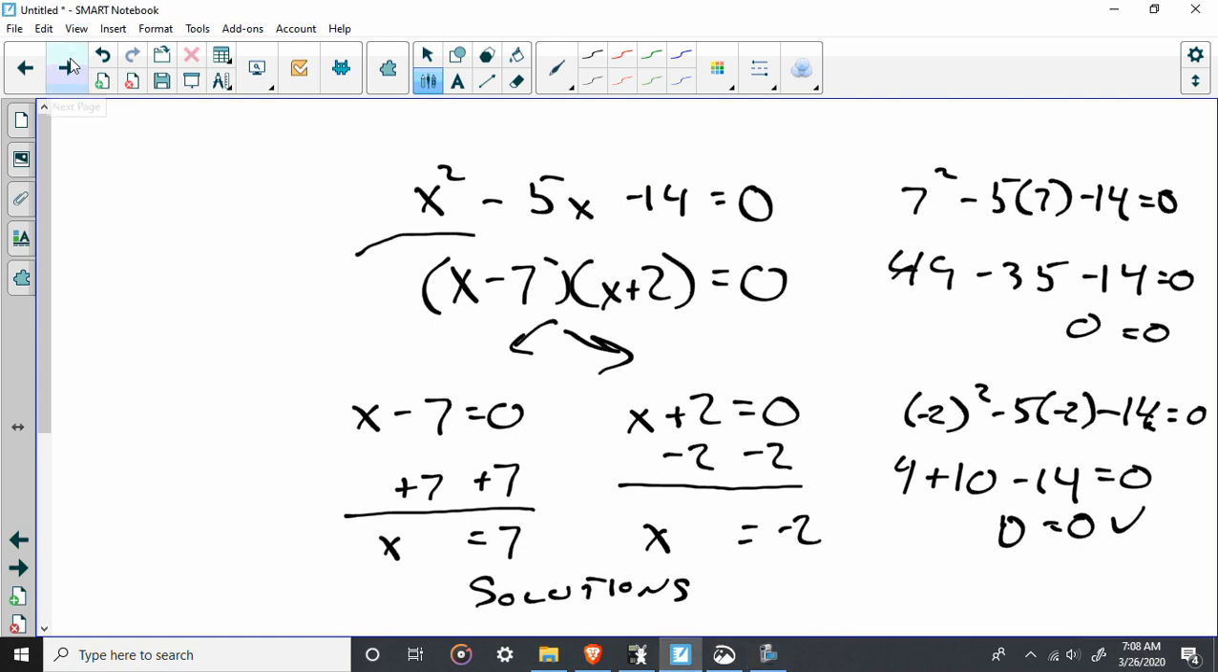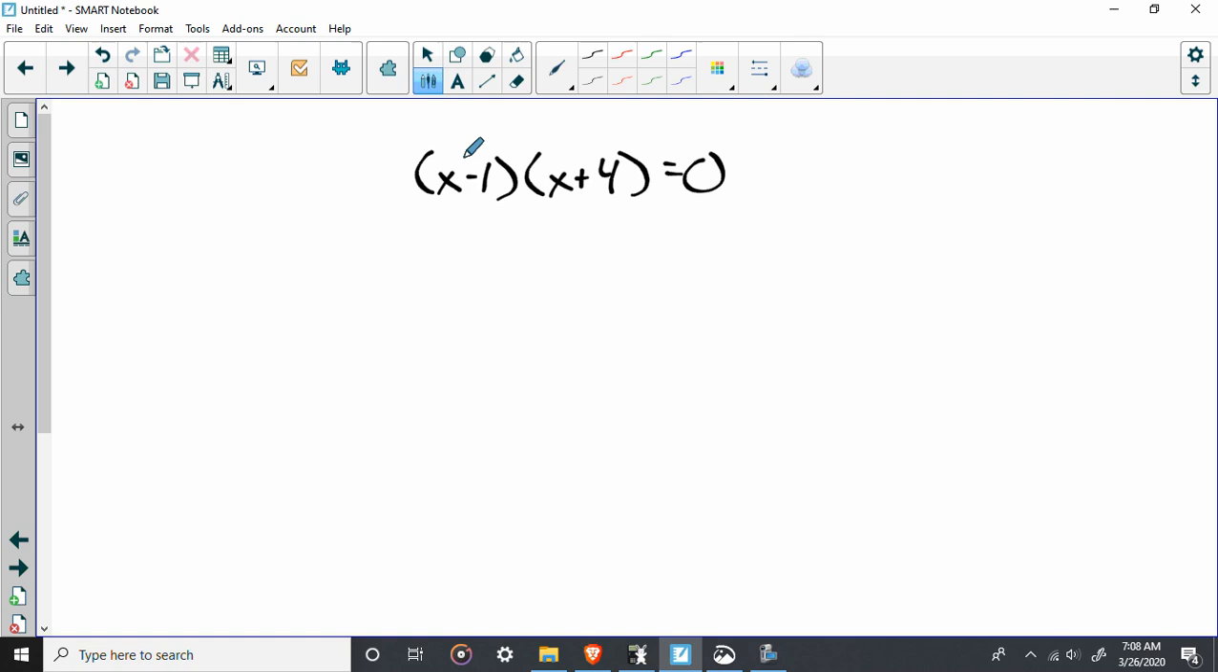We're very good. Okay, so this one, again, x minus 1 times x plus 4. So this is already in factored form. We don't have to factor it. So what are we going to say? Let's split this into two different equations. Since I'm multiplying two things and their product is 0, let's say x minus 1 is equal to 0 and x plus 4 is equal to 0.